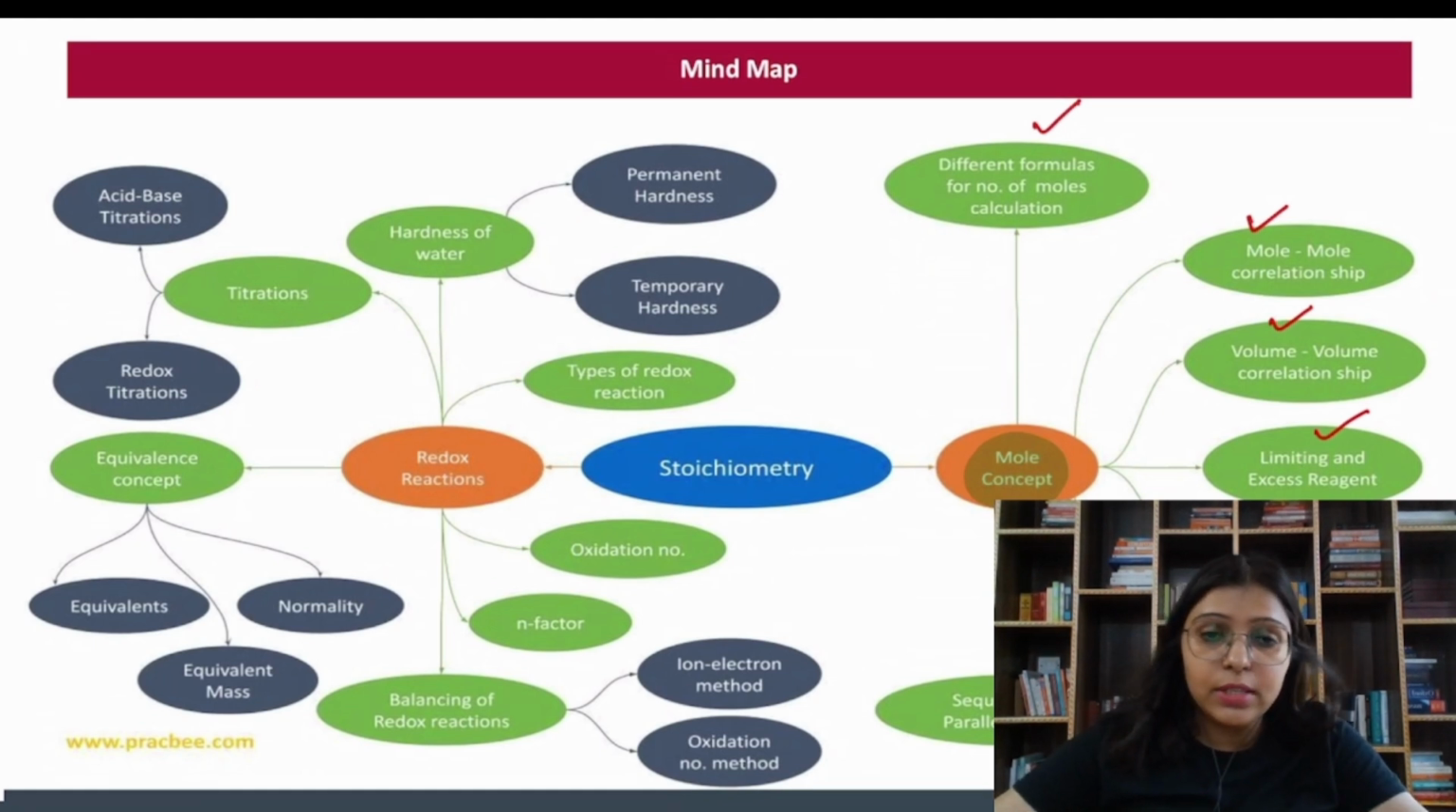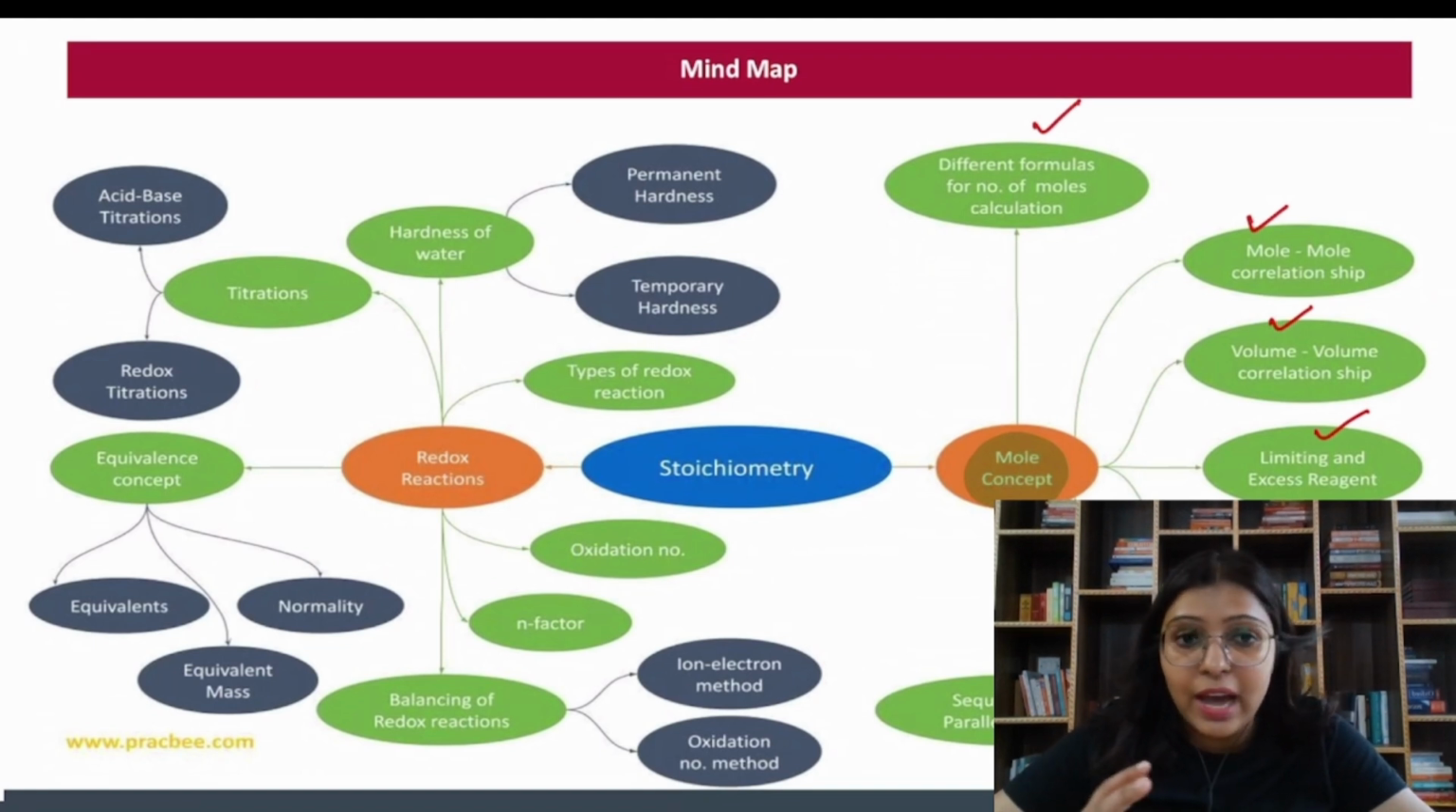Then we have the concentration terms. Concentration terms means mole fraction, mass by mass percentage, volume by volume percentage, molarity, molality, normality, and parts per million. These are all concentration terms that we have to understand, as we are going to do questions from these topics.